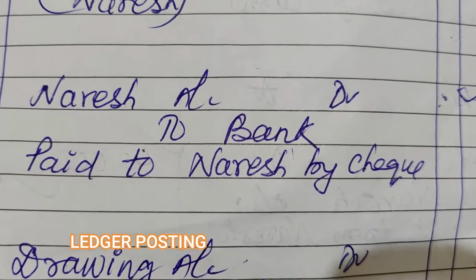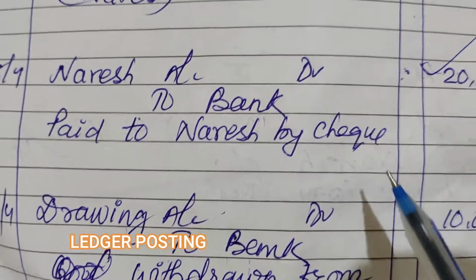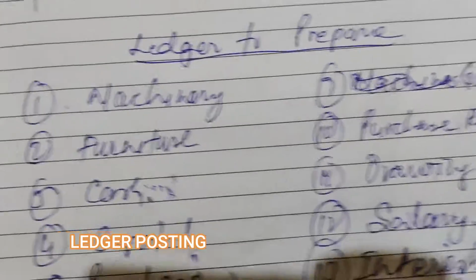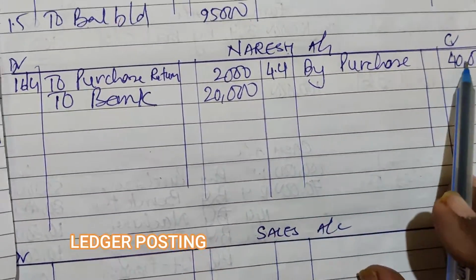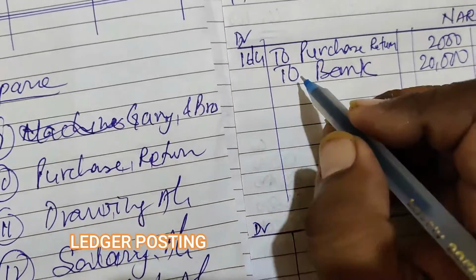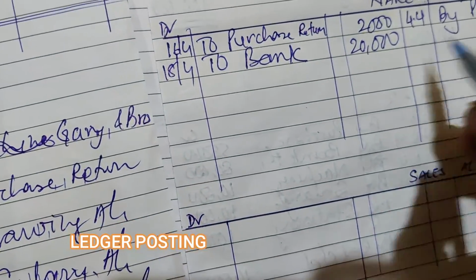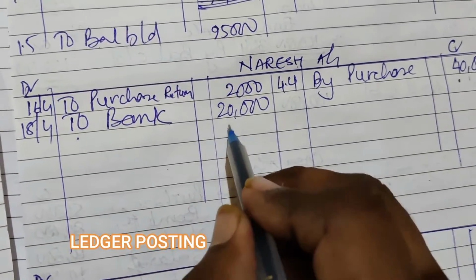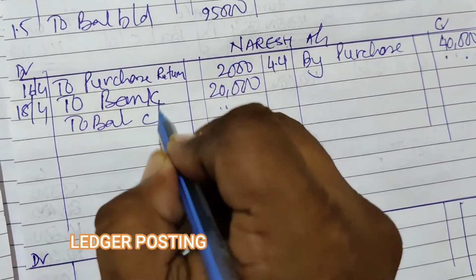Any more Naresh account transactions? Any more purchases? There is no other transaction with Naresh. So which side is more here? You have purchased goods from Naresh for 40,000, you have returned 2,000 of goods, and you have paid 20,000 on 18th April. So what is the balance? 40,000 minus 22,000. The credit side is more here. Credit side is 40,000, debit side is only 22,000. So we will write here to balance carried down. How much?